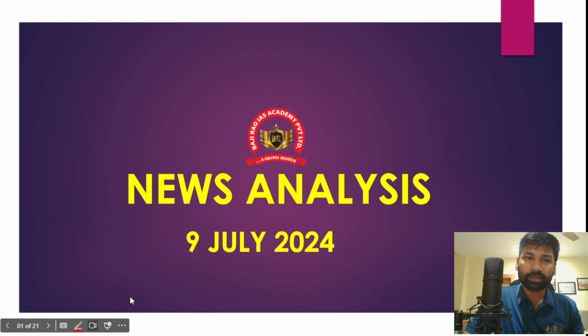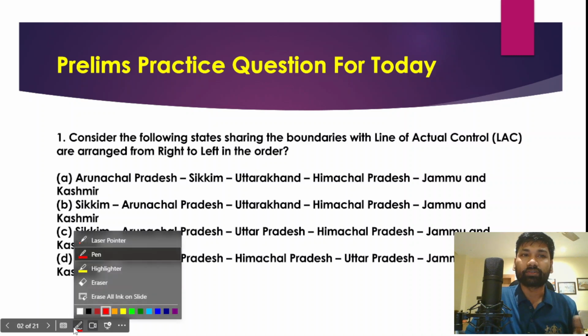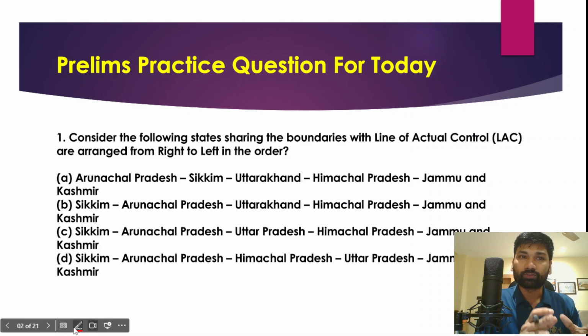So before discussing them, we try to solve yesterday's practice question. You all know that yesterday I gave one practice question, right? So that is with respect to the Line of Actual Control, right? So this is the question that I gave you yesterday. The question was, consider the following states sharing boundaries with the Line of Actual Control, arranged from right to left.